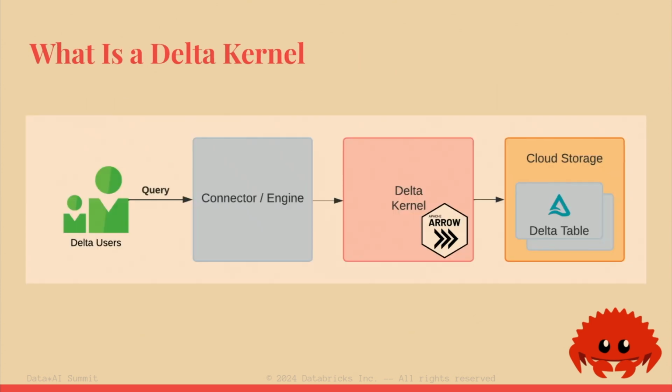Cool, so then you get to go back to this picture, which is easy. This is like your normal library picture, but the Delta kernel just has a little bit of Arrow in it now. So that's what the Delta kernel is.